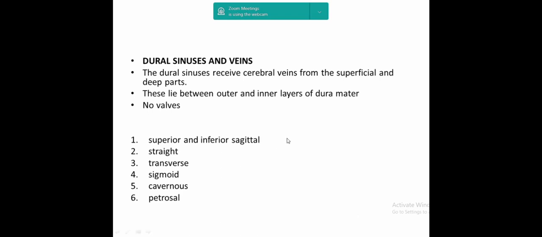Coming to the dural sinuses and veins, the dural sinuses receive cerebral veins from the superficial and deep venous systems. They lie between the outer and inner layers of the dura mater. They don't have any walls. The most important sinuses in the brain include the superior and inferior sagittal sinus, straight sinus, transverse sinus, sigmoid sinus, cavernous sinus, and petrosal sinus.